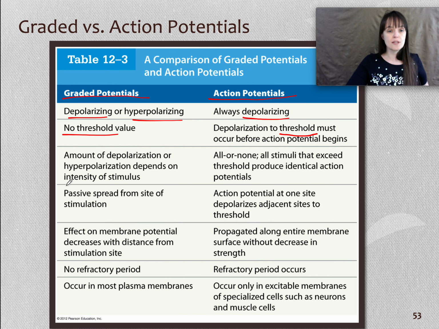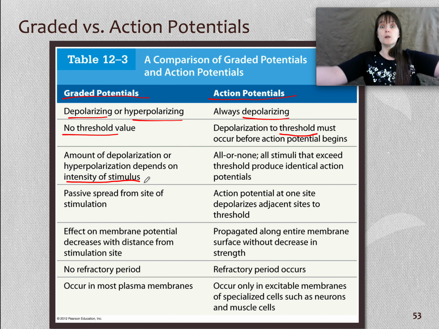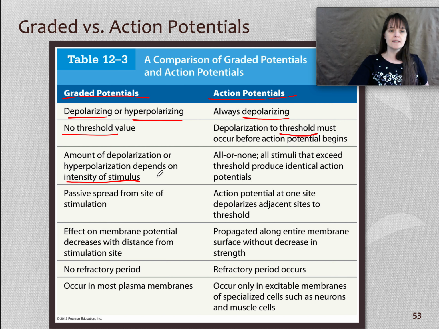Graded potential, you can change the result by changing the intensity of the stimulus. Like in our movie line, if the person says quietly, oh, the doors are going to open in 15 minutes, only so many people are going to hear. But if they yell, hey, the doors are going to open in 15 minutes, then more people will hear. So the effect is changed based on the intensity of the stimulus. Action potentials are not. They're all or none. Either you send the message down the line or you don't send the message down the line, period.